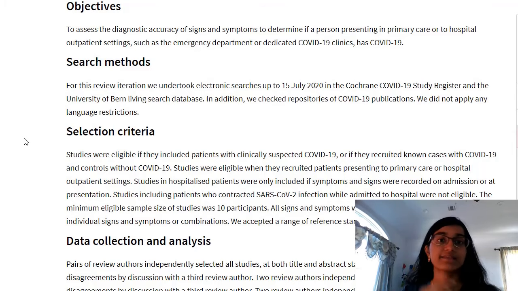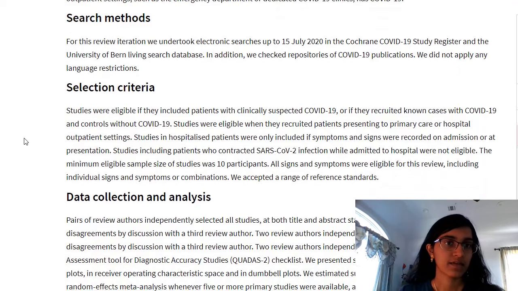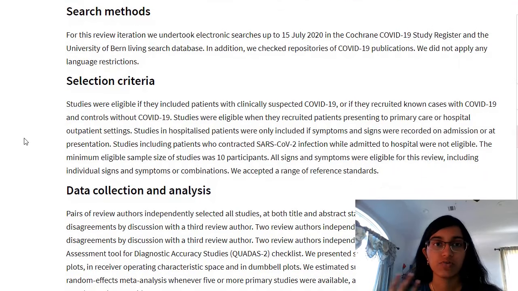And then they list some search methods. To gather data here, they undertook electronic searches in the Cochrane COVID-19 Study Register and the University of Bern Living Search Database. And they also tracked repositories of COVID-19 publications. So all of these they got from online sources, from studies that have already been done in the past. So that means these are all secondary sources.